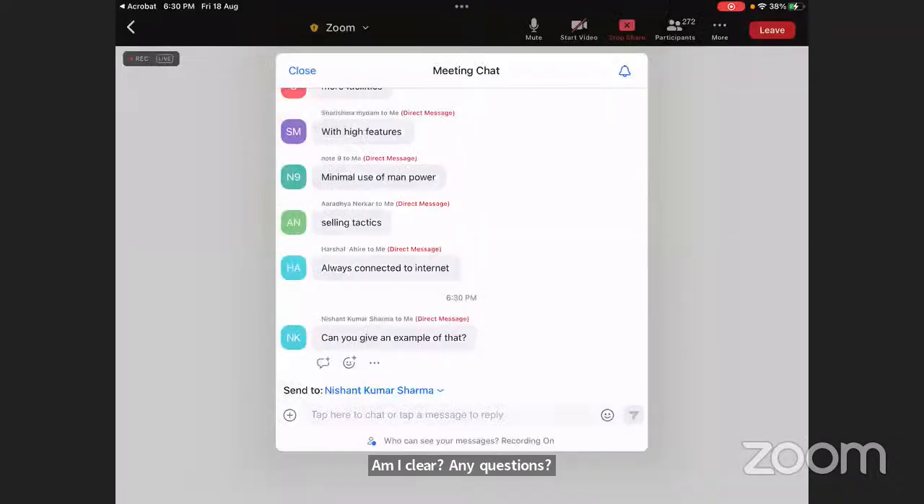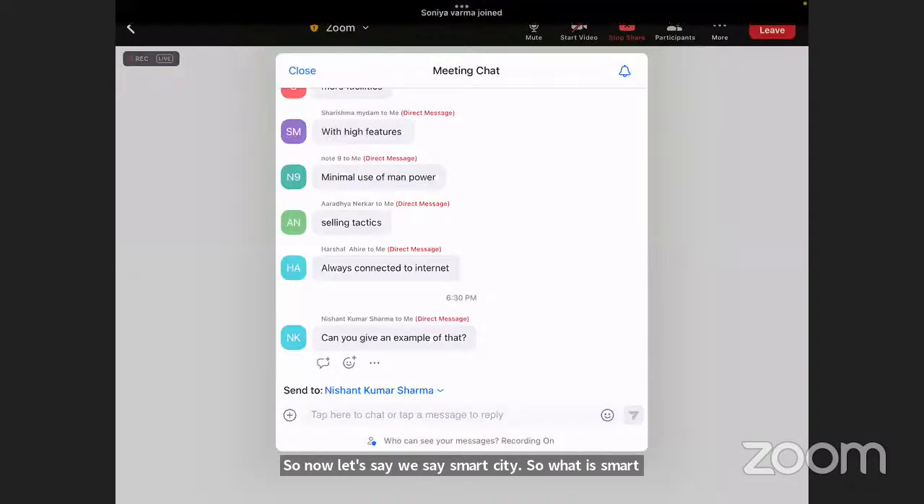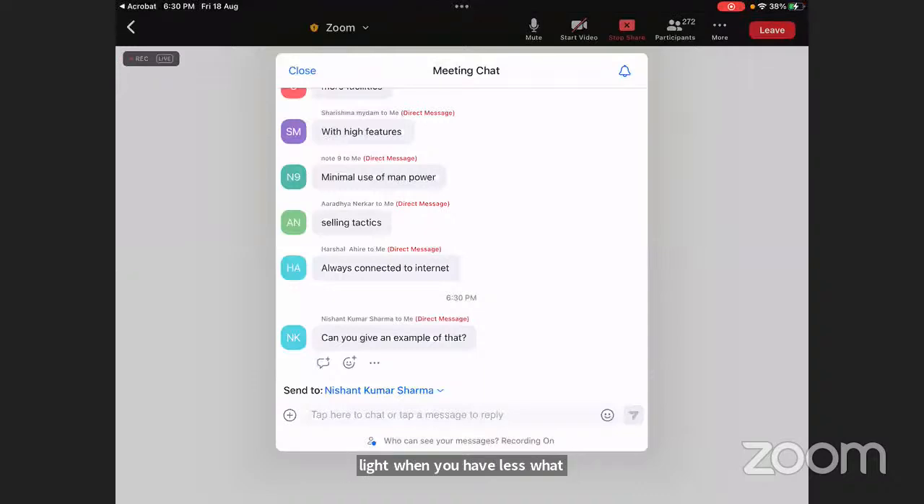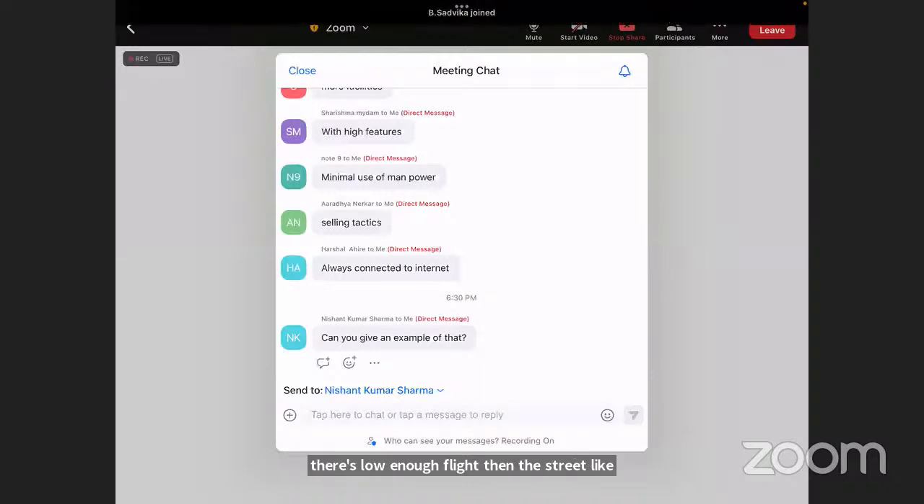Can you give examples of that? Yeah. So now let's say we say smart city. So what is a smart city? It's not about your street light which, when you have less sunlight, when it is evening time and your sensors detect that there's not enough light, switches on, right? That is an automation. That is not smart.